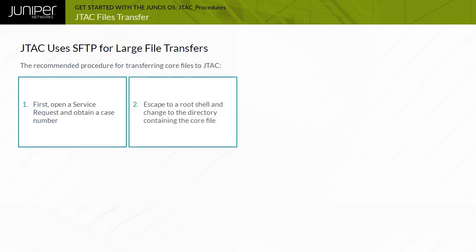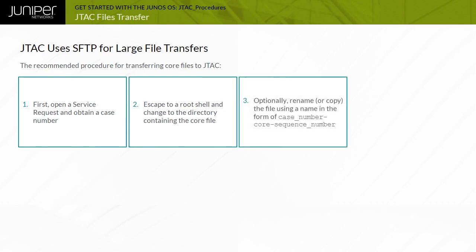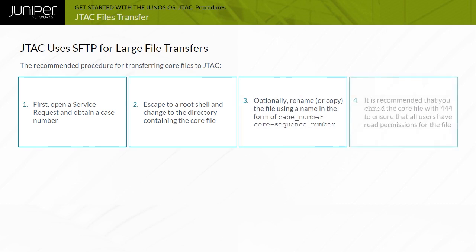2. Escape to a root shell and change to the directory containing the core file. 3. Optionally rename or copy the file using a name in the form of case number, core sequence number. 4. Although not strictly necessary, it is recommended that you chmod the core file with 444 to ensure that all users, root, owner, and other, have read permissions for the file.